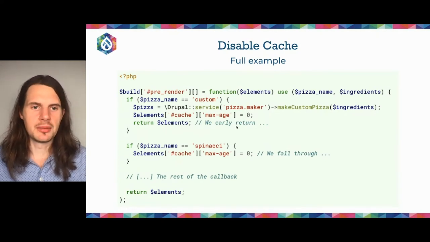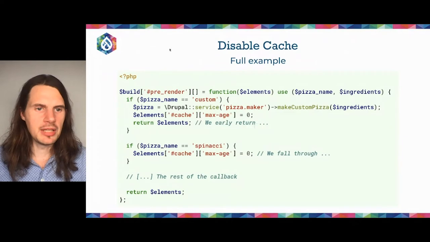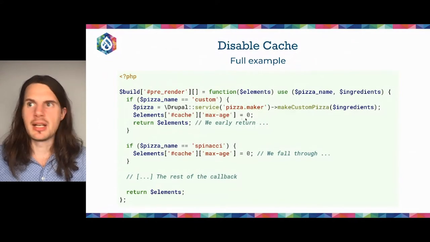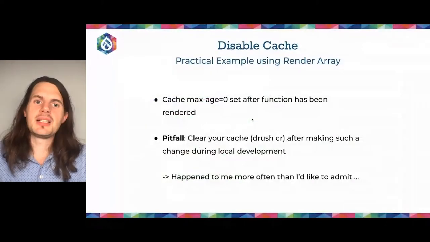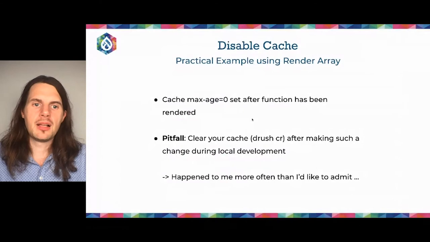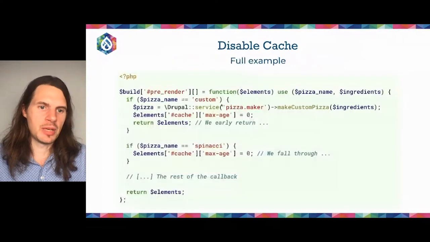So then the early return here. There's another possibility to essentially create the pizza, and then we make a custom pizza, and again we set max age zero in both cases. The other part is we can always set the cache max age zero after a function has been rendered.